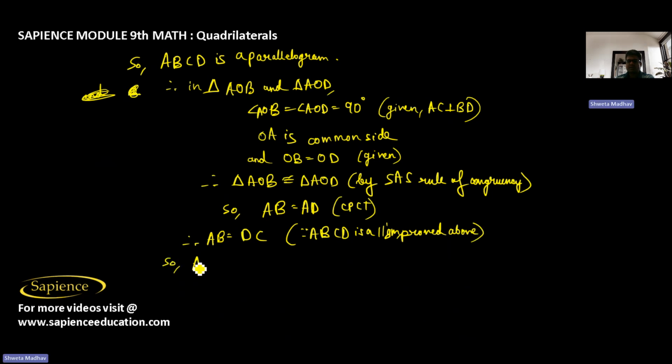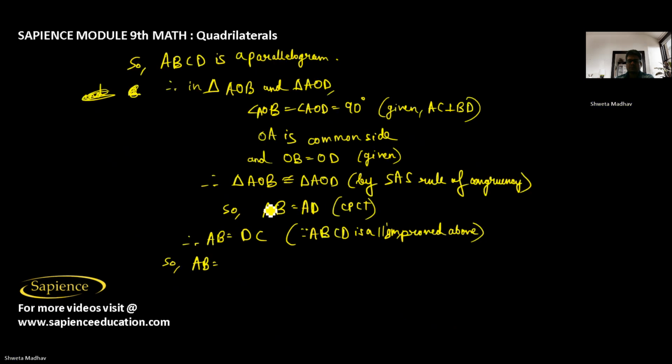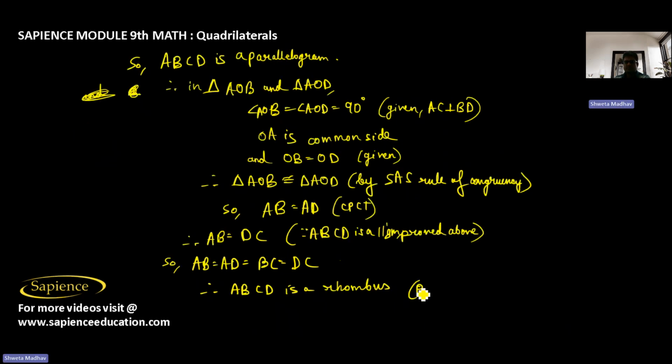So we can say that all the sides are equal. AB equals AD, which is equal to BC, which is equal to DC. Therefore, I can say that ABCD is a rhombus, since all the sides are equal. So hence proved.